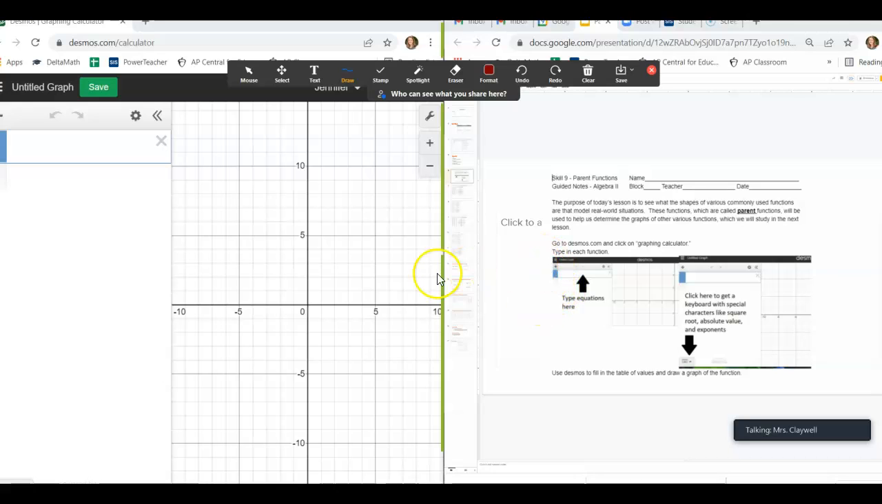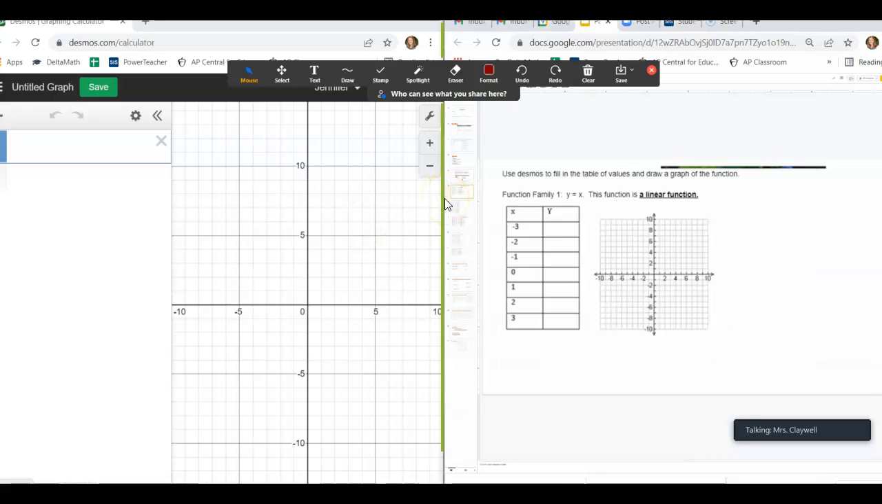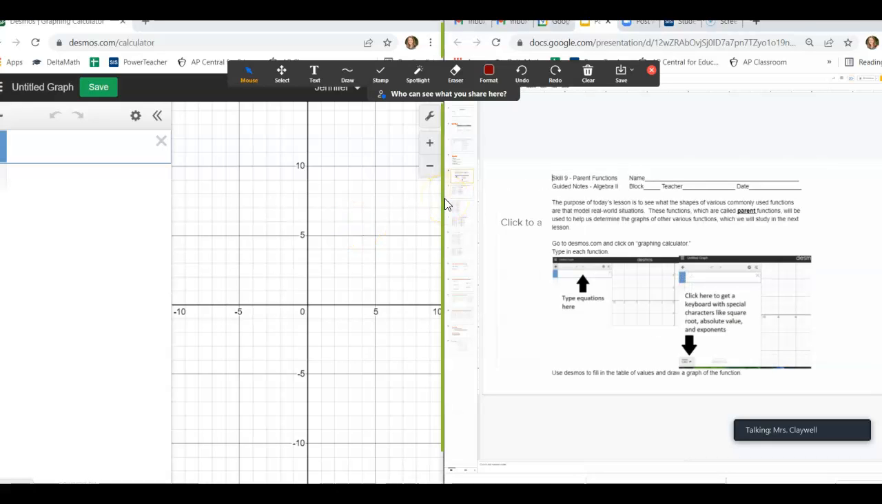Skill 9 on parent functions. We're going to be in Desmos and in our notes. On the left of my screen is desmos.com. On the right is what your notes will look like. So we're doing this idea of parent functions. Parent functions are like our basic functions that we then move right, left, up, or down.